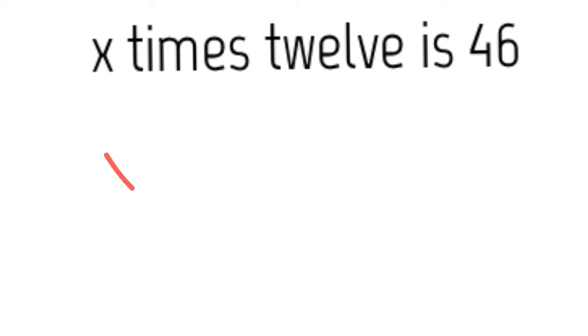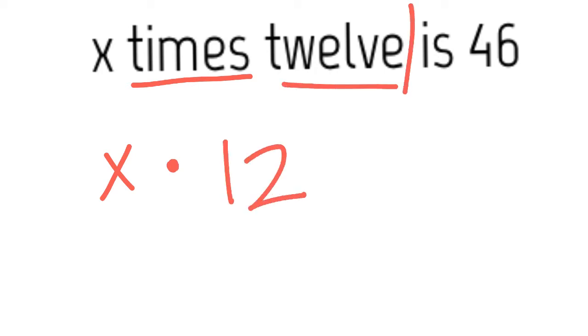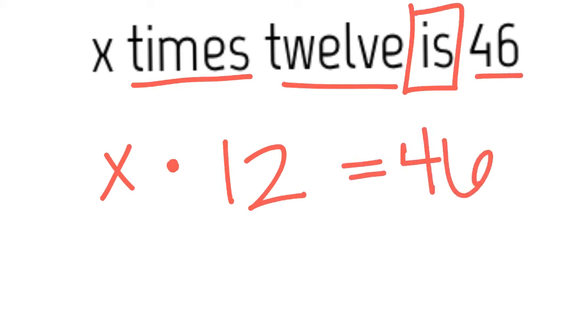So x times, and since I have an x variable, I'm going to use that dot multiplication symbol that we had talked about. So x times 12, that word is meaning equal, 46. So your answer should be x times 12 equals 46.